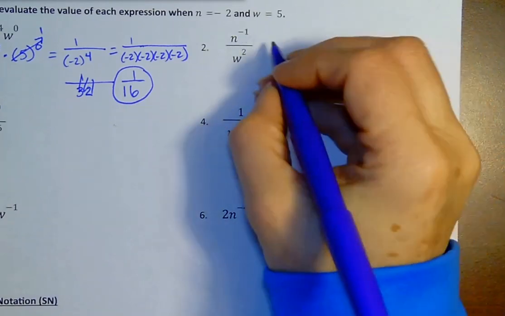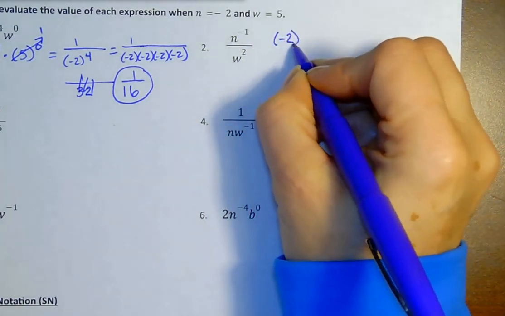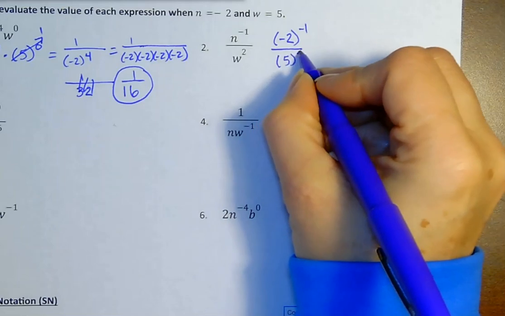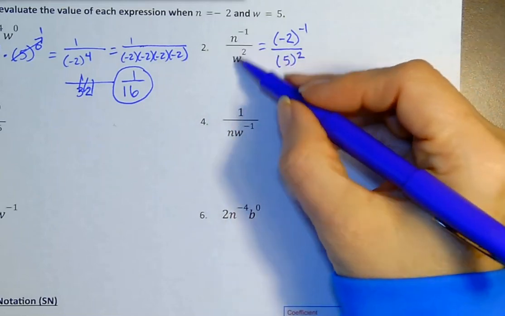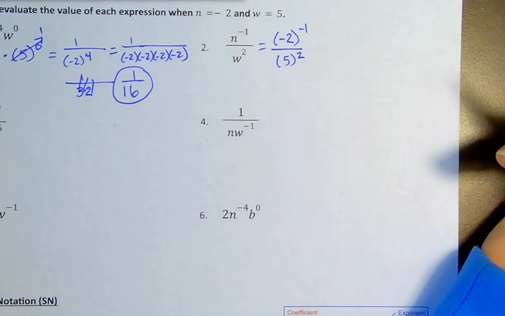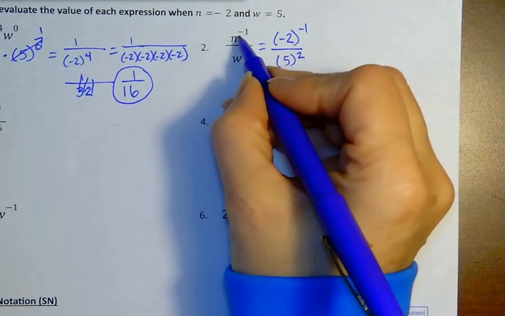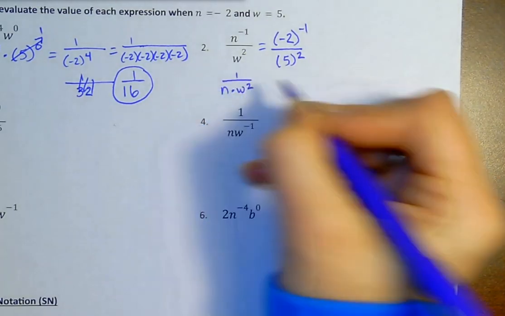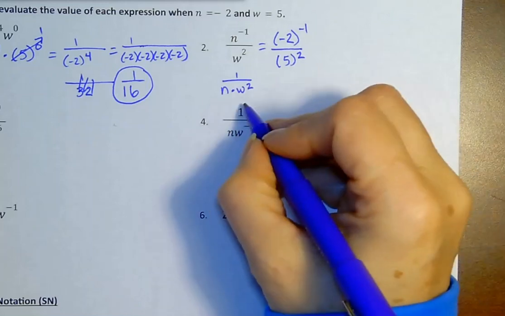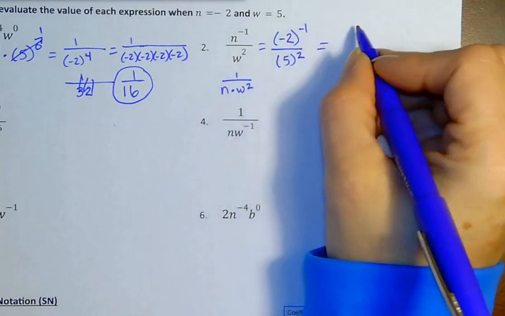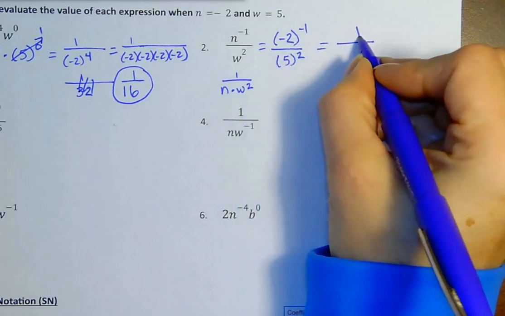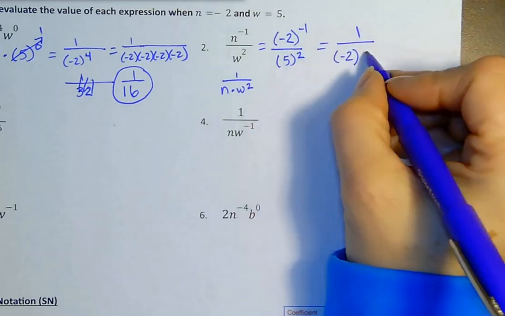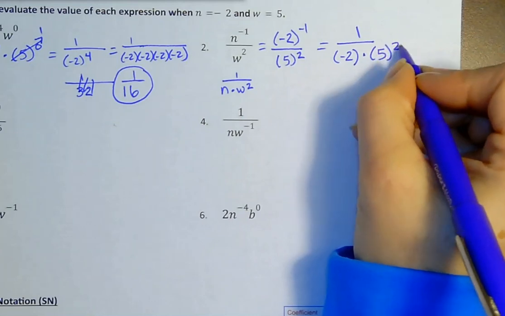I have n to the negative 1 over w squared. I know that my n is negative 2 to the negative 1 over w, which is 5 squared. Just so you know, you can actually rearrange this equation with the variables in it first if you want to. So I can either go straight to, this is 1 over n times w squared, and plug in my numbers here, or I know that I have negative 2 to the power of negative 1, so I'm going to move that to the denominator. It's going to be negative 2 to the power of positive 1 now, times 5 squared.